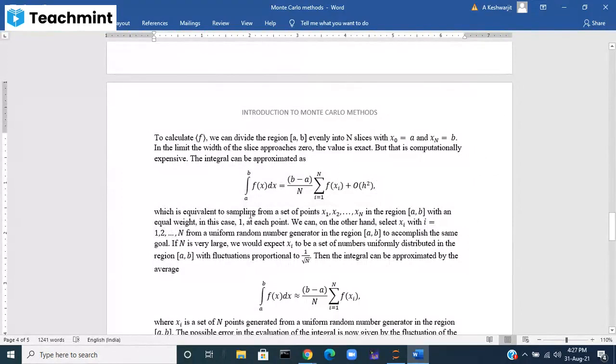This is equivalent to sampling from a set of points x1, x2, up to xn in the region a to b with an equal weight. In this case, each weight is equal to 1 at each point. We can, on the other hand, select xi with i equal to 1, 2, 3, up to n from a uniform random number generator in the region a to b to accomplish the same goal.